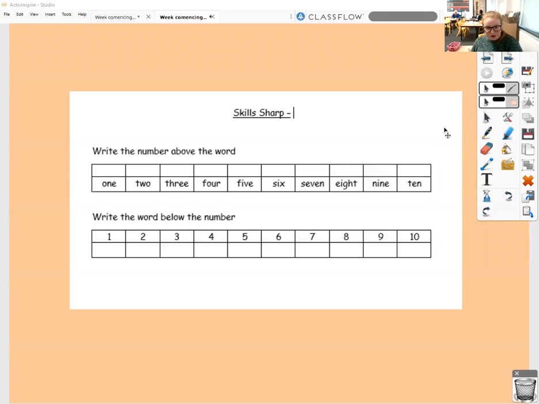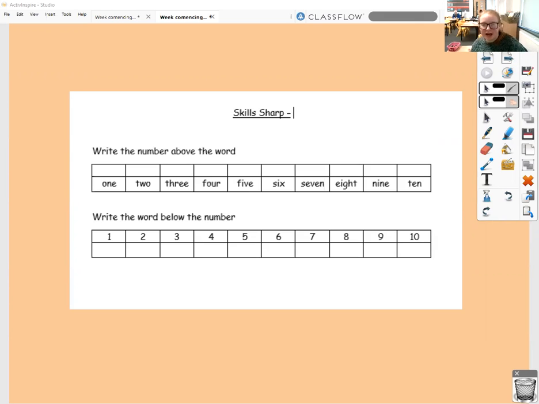Just to start you off, there is a worksheet on the screen. You can either pause this and copy it out, or there is a version of this on the school website if you would like to download and print it off. But please stop the video, complete this task, and then come back when you are done.